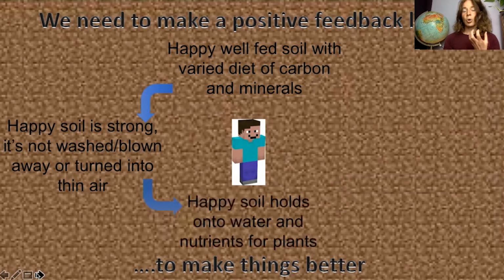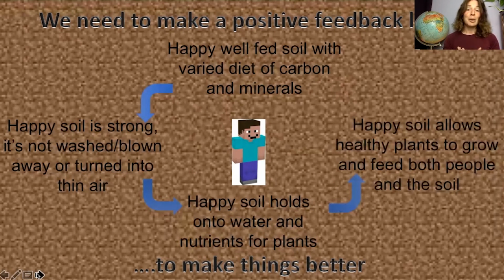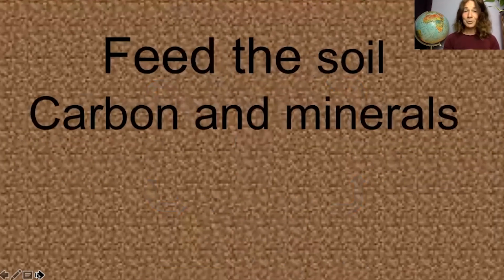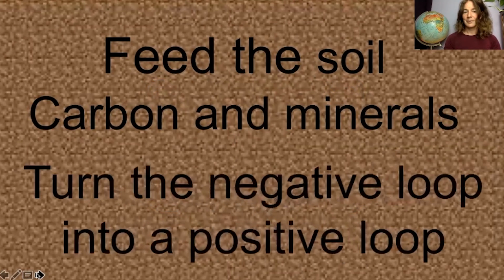What it does is it holds on to water and it holds on to nutrients, and it becomes healthy enough to grow plants, which then feed people and, of course, feed the soil as well, because the plants pull the carbon out of the atmosphere and give some of that carbon to the things that live in the soil to keep the soil happy. So this is a positive feedback loop. So what we need to do is to feed the soil carbon and minerals. And we need to turn the negative feedback loops into positive loops. Now, what can you do?